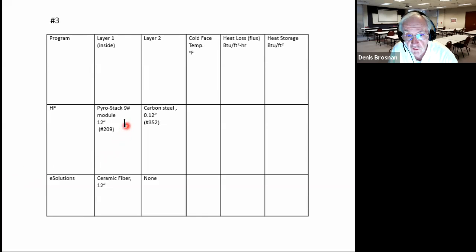And finally, we'll look at a model which uses a product called PyroStack. That's a module product that's in their database. If you can't find that one, you can use any module. I believe that is 12 inches of refractory, backed by a carbon shell. E-solutions just assumes the carbon shell, so you only have to enter the refractory.